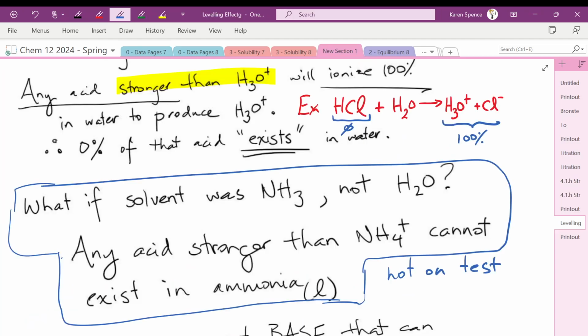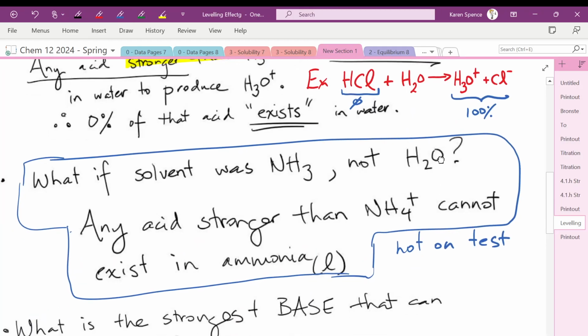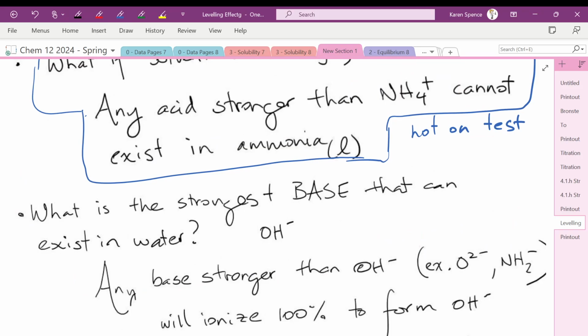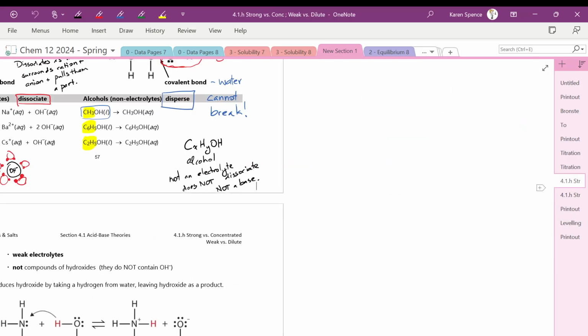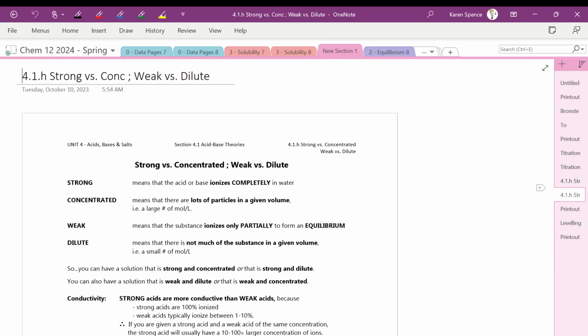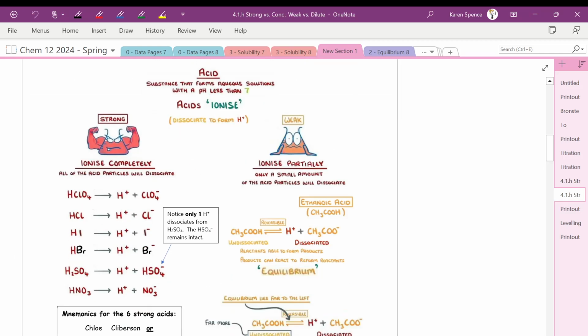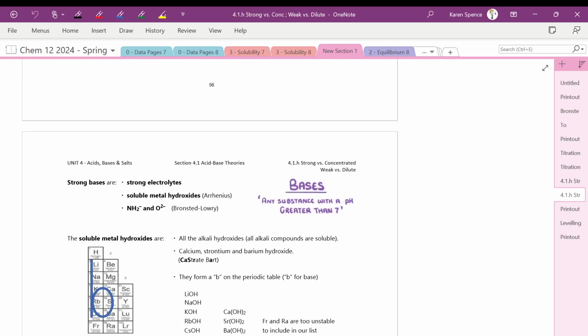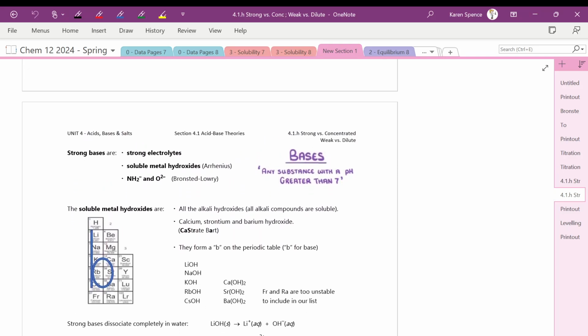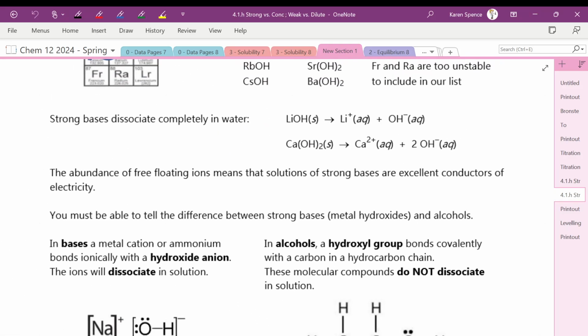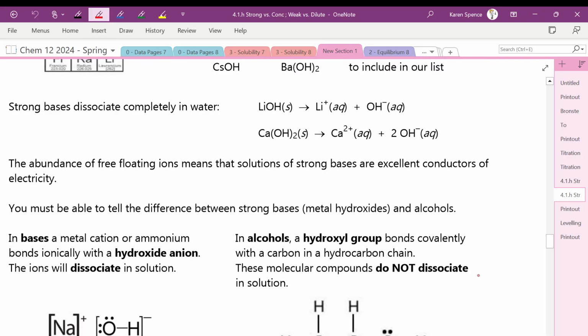The second thing we need to learn about is, where did I put it? 4.1H. So we are on page 57, I believe. Page 57. And we skipped over this. I love my pen. It just does such weird things. 57, there we go.